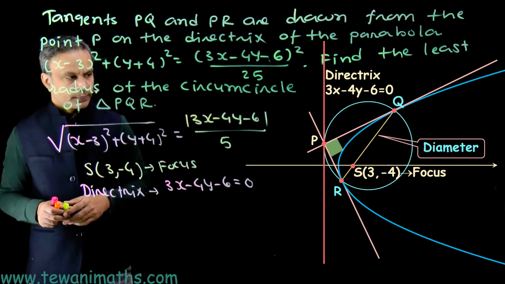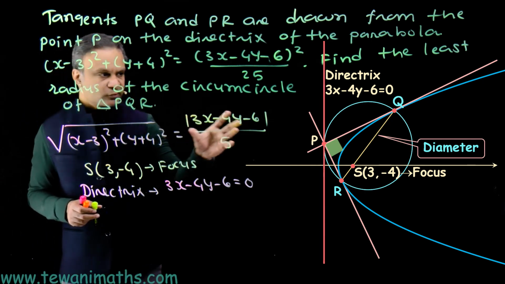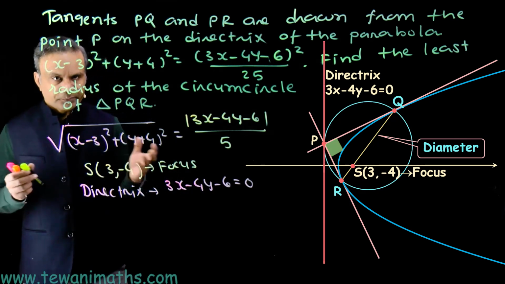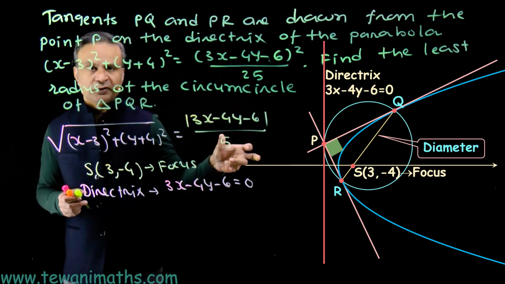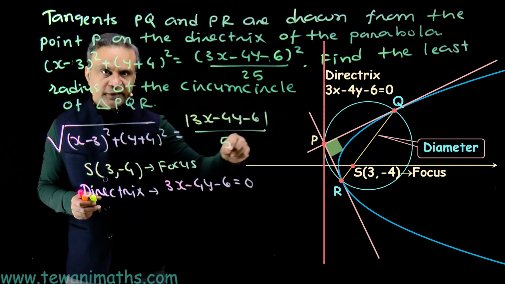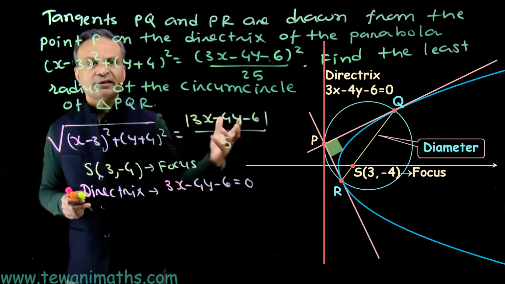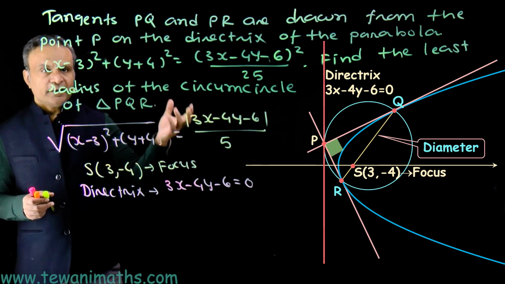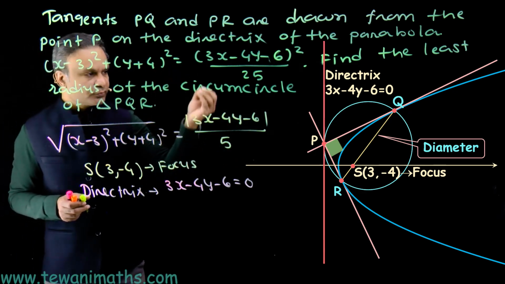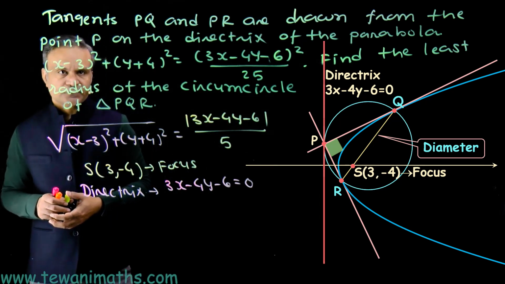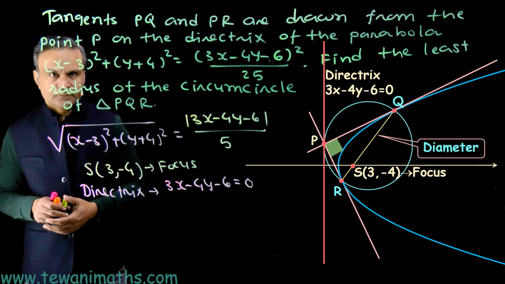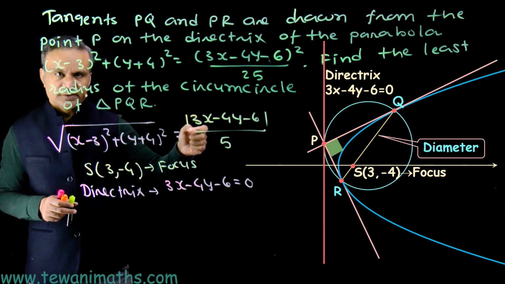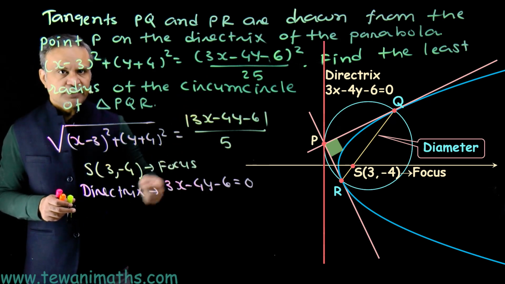Now we have to find the least radius of the circumcircle. Point P is variable, it is moving on the directrix. So tangents PQ and PR are variable, so triangle PQR is variable, and hence its circumcircle is variable. We have to find the least radius of this circumcircle. Now for this circumcircle, QR is the diameter, because angle QPR is 90 degrees.